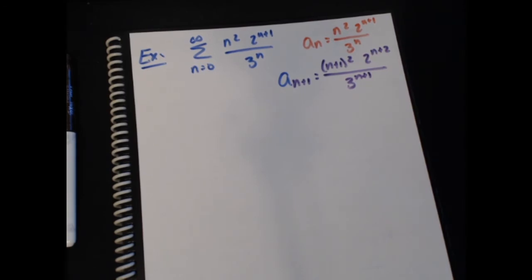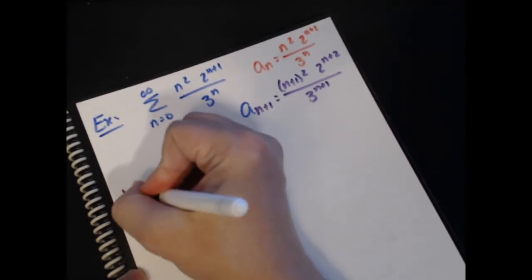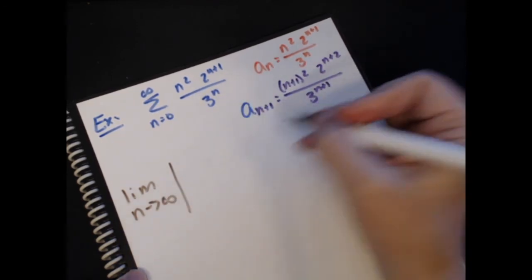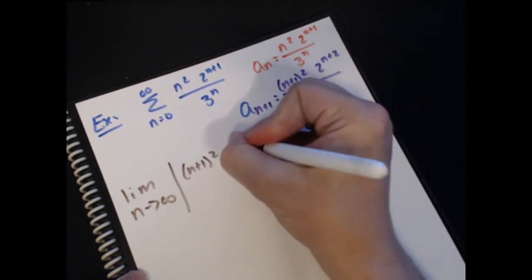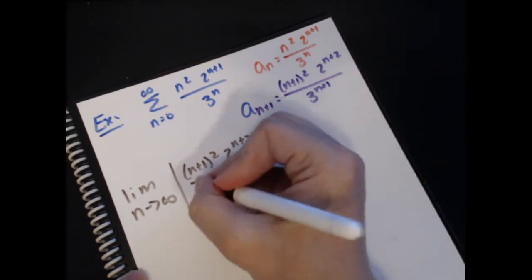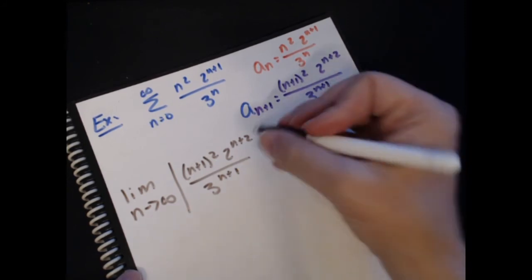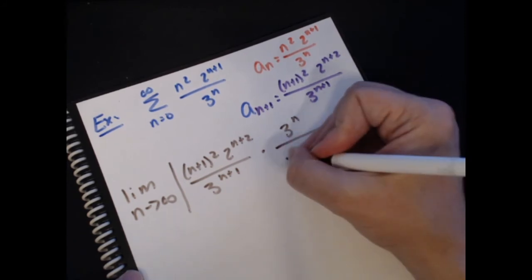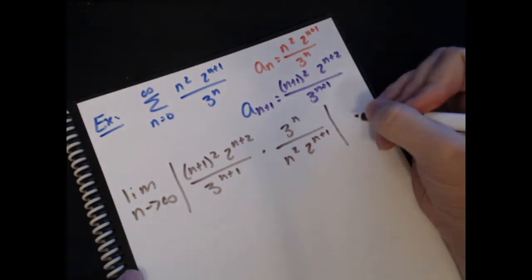You're still going to say, okay, I need to, let me use brown this time because that pink's kind of hard to see, the limit as n approaches infinity, and then you write your a sub n plus 1 value. So you have n plus 1 squared, 2 to the n plus 2 over 3 to the n plus 1. I'm just going to skip the step of division and say keep it, change it, and flip the other one. So you have 3 to the n over n squared, 2 to the n plus 1.